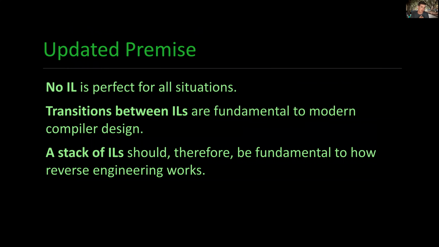Okay, so here's an update to my premise. No IL is perfect. Translations between ILs are therefore fundamental, and because different ILs have different properties, the answer is, well, then just use lots of ILs, right? That actually is a reasonable answer because you can translate between different ILs much more easily than you can lift straight to a different one. So I think that's a reasonable thing. And you do see people translating on top of other ILs. It's a much easier process.